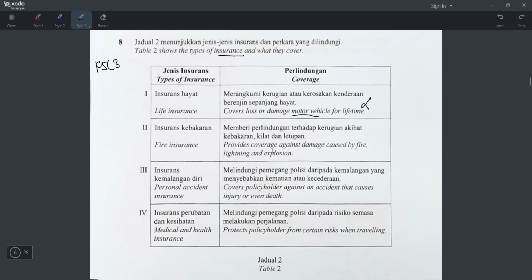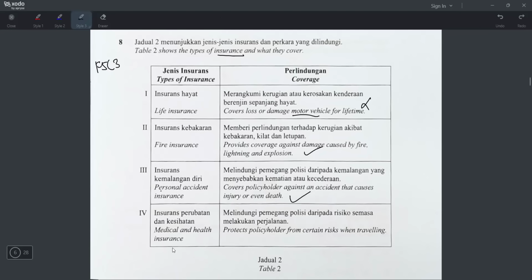Fire insurance provides coverage against damage caused by fire, lightning, and explosion. Okay, this is correct, because fire insurance, you usually buy for your house, or for a building, for your own property. When you own a building, it usually comes with the risk of fire or some natural disaster lah. So these are all the coverage that is covered by fire insurance. Personal accident insurance covers the policyholder against an accident that causes injury or even death. Yeah, this is correct.